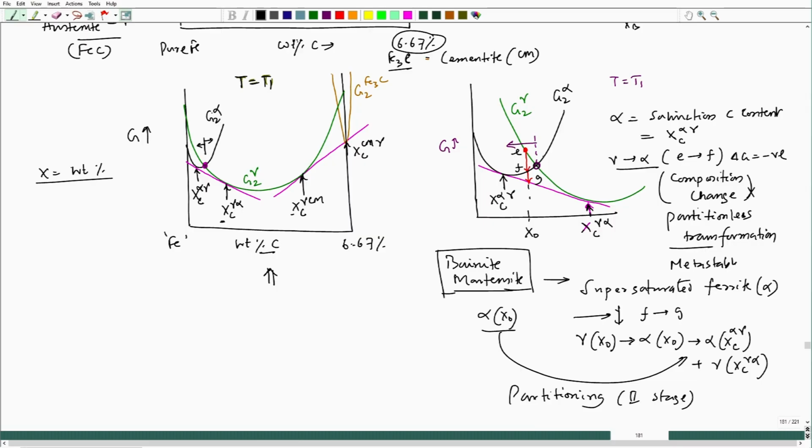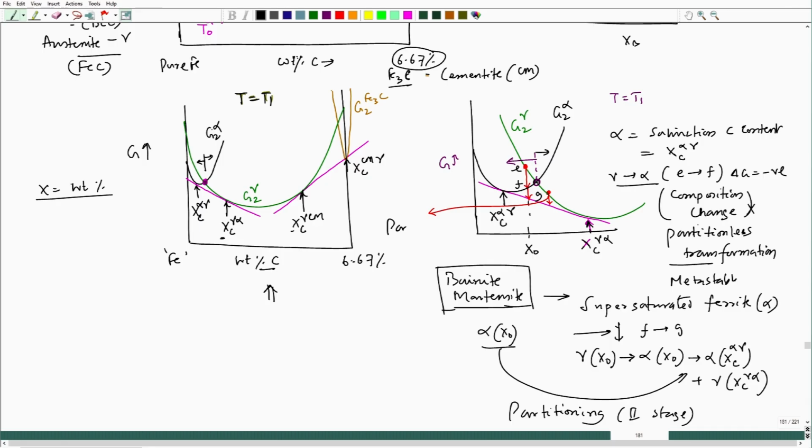Now, if I take the composition on the right, definitely a similar situation. Let us say I am taking a composition here on the right side, it can only go through a partitioning transformation. So, this one can only have partitioning transformation.